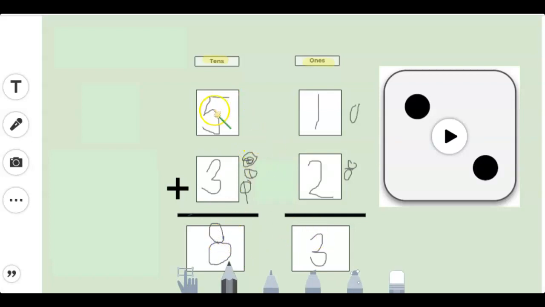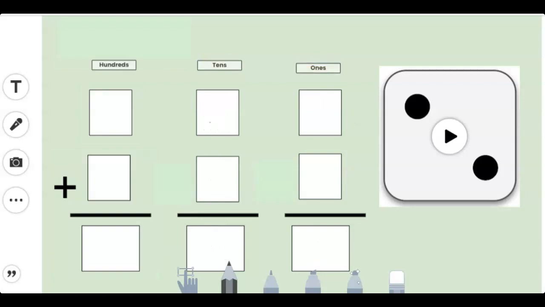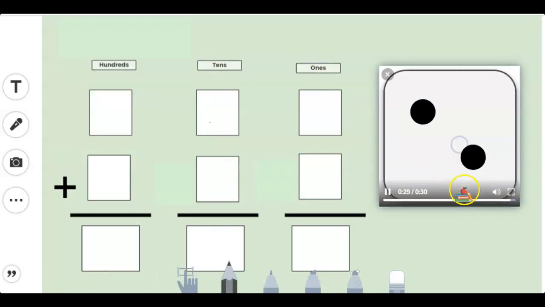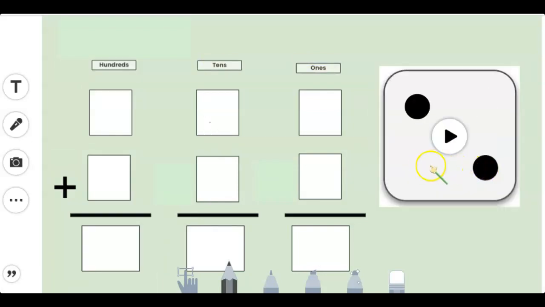So 51 plus 32 is 83. All right? Do you see how it was the same skill you already have when the number of digits increase? All right? You think you got it? So now we're going to do a 3-digit number. And we're going to build this mystery number because right now I don't know what I'm adding together. All right?